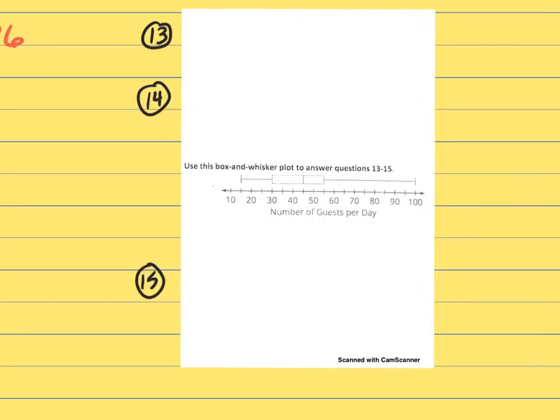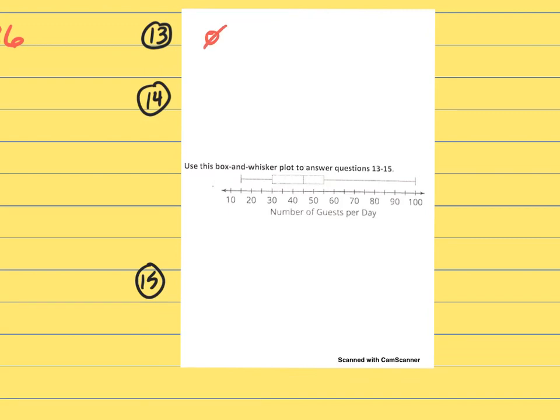Number 13, how many guests are represented in this box and whiskers plot? Now, a box and whiskers plot only divides the guests up into 4 groups. We cannot see how many are in each group. So for number 13, it is impossible to determine how many people are here. We only know that there's 4 equal groups.